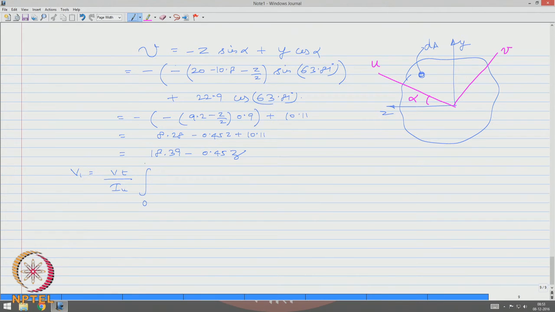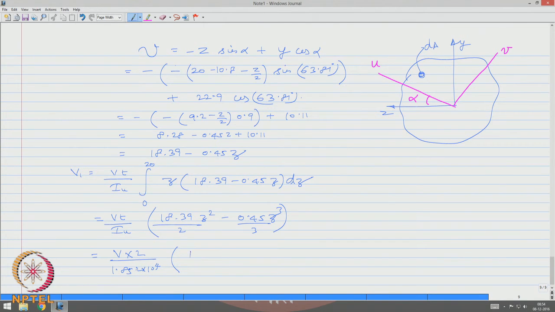So, now let us get back to V1, which will be V t by I_u integral 0 to 20 z into 18.39 minus 0.45 z dz, which can be V t by I_u, 18.39 z square by 2 minus 0.45 z cube by 3, which can be V into 2 by 1.852 into 10 power 4 of 18.39 into 400 by 2 minus 0.45 into 20 cube by 3. So, one can find V1 by equation 1.